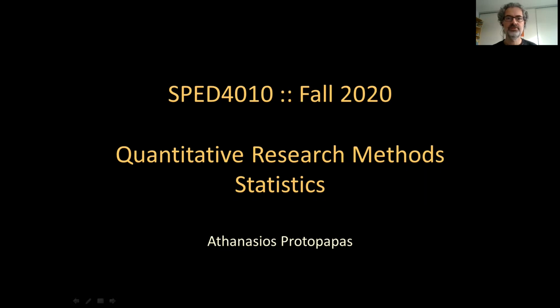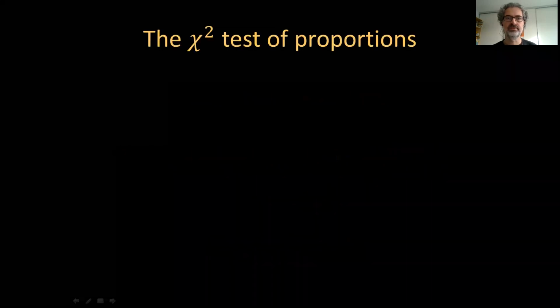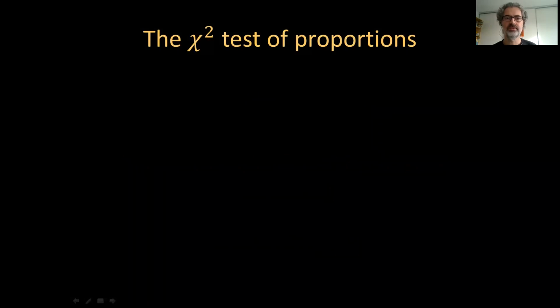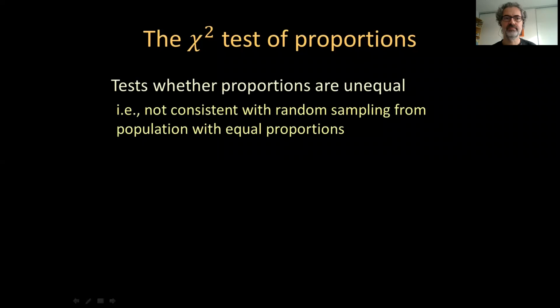In this video, we will introduce the chi-square test of proportions. The chi-square test of proportions is very useful when we have qualitative variables, otherwise known as categorical variables, because the only thing we can compare when we have categories measured at the nominal or ordinal level is their proportions. This test examines whether proportions of different categories are unequal. That is, it tests whether the observed proportions are inconsistent with random sampling from a population with equal proportions.